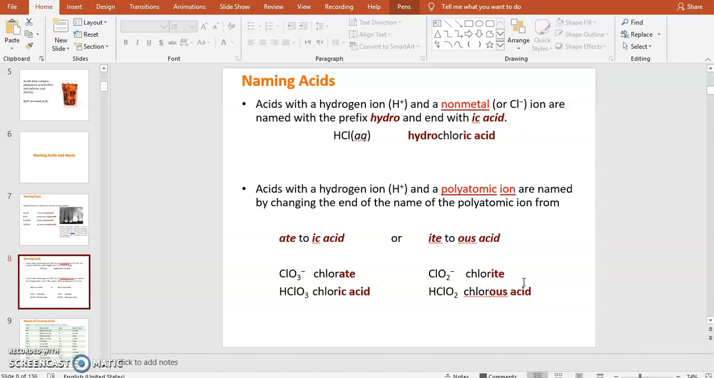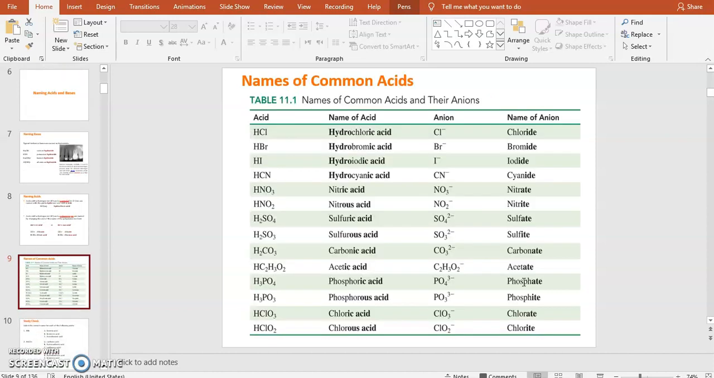Let's practice. See here, HBr. So HCl, hydrochloric acid. Try to call HBr. Br is bromide. So hydrobromic acid.